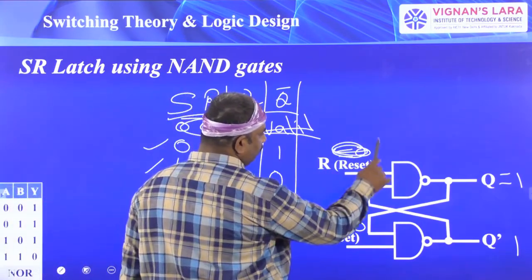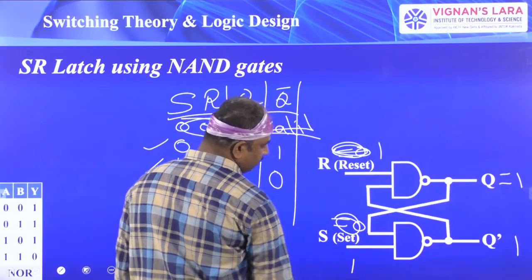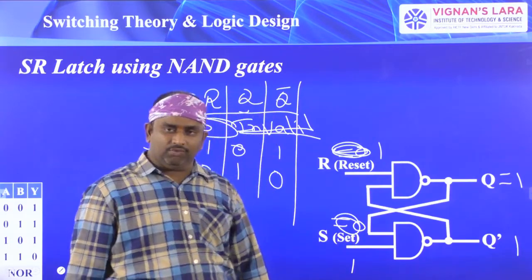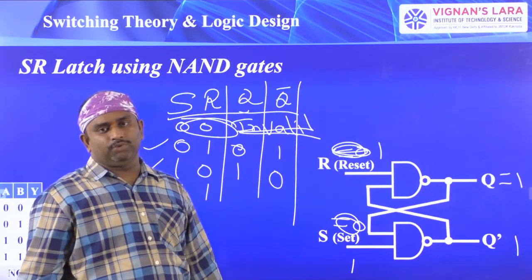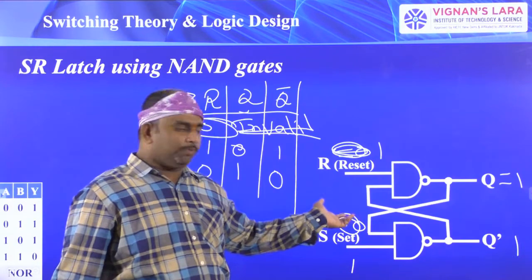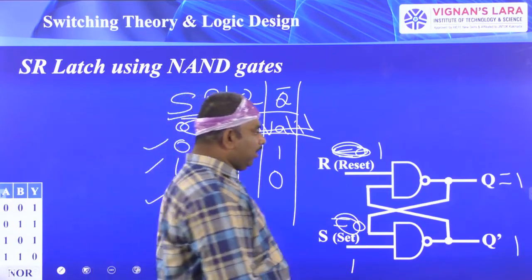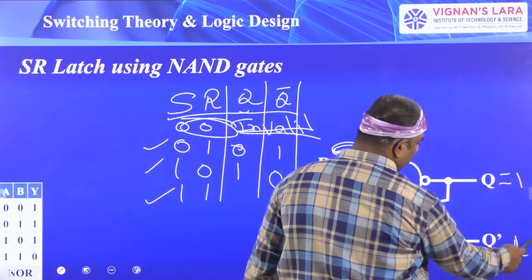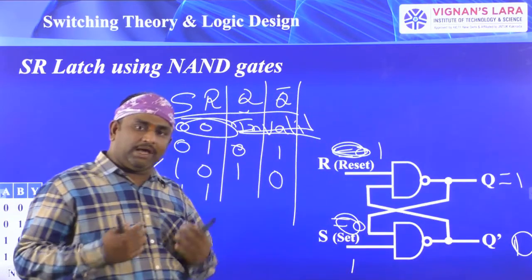Now I have removed the 0. Now I have given 1 here and 1 here also. If I have given 1, we cannot say the output. The output depends upon the second input. Now I am keeping Q equal to 1 and Q bar equal to 0. That is what I am assuming.